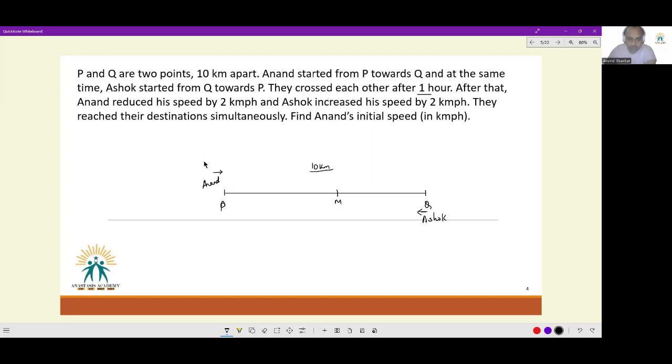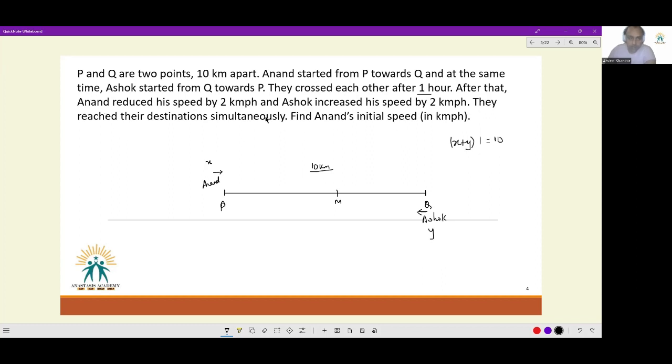So let's say the speed of Anand is X and the speed of Ashok is Y. X plus Y, the speeds, into the time of 1, they have covered a distance of 10. So the sum of their individual speeds is 10.